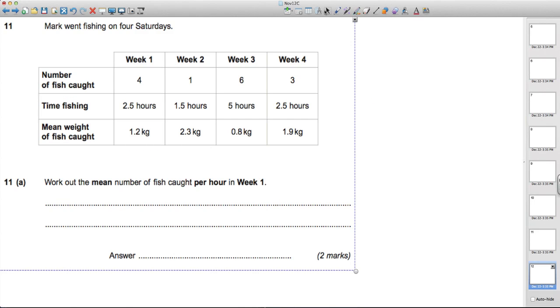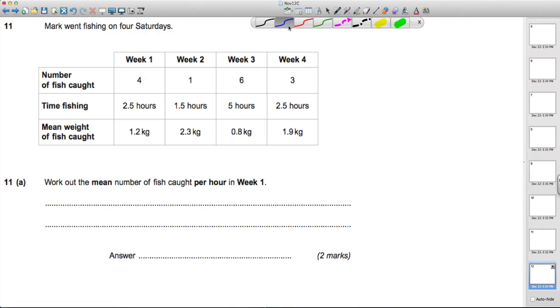Mark went fishing on 4 Saturdays. Work out the mean number of fish caught per hour. Well, he caught 4 fish over 2.5 hours. So you simply type that in your calculator, 4 divided by 2.5, and you get yourself 1.6 fish.